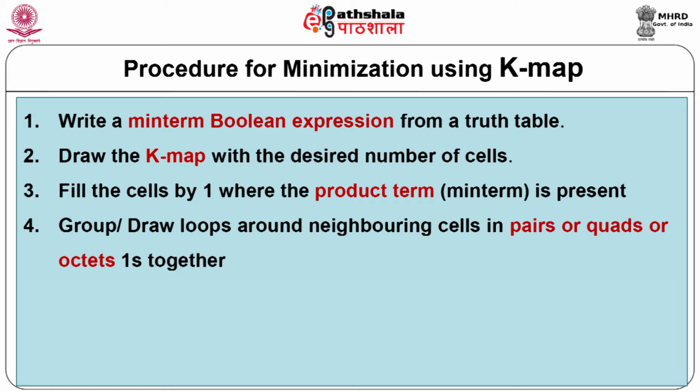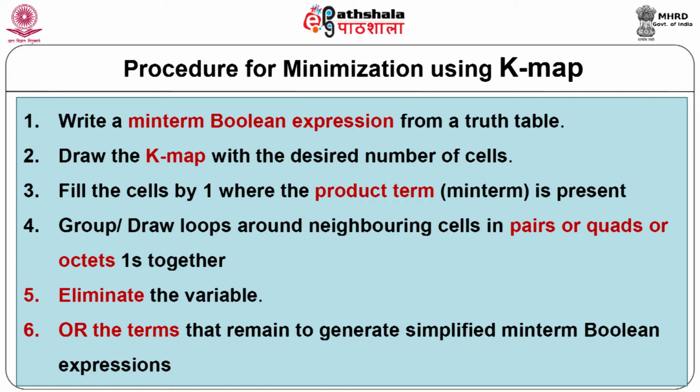Step number 5, eliminate the variable which is not constant in the group. When a variable and its complement are within a group, that variable must be eliminated. Step number 6, all the terms that remain form the simplified Boolean expression.